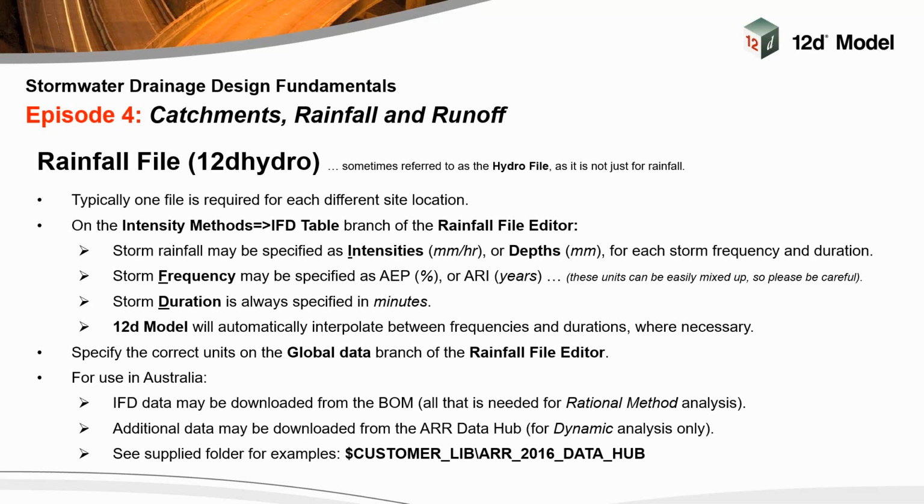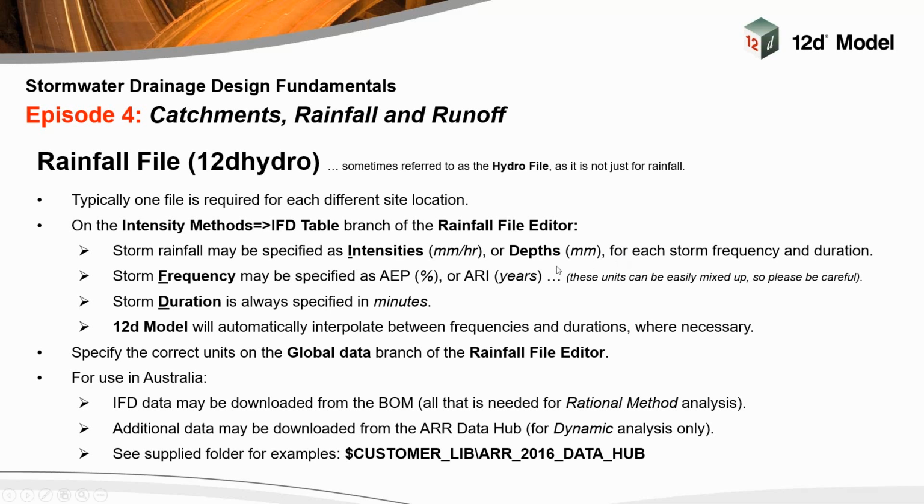Now, for the rational method, it's basically about an IFD table, which is intensity, frequency, duration. And this is the basics of the data you need to do stormwater design. So basically, in the famous rational method formula, Q equals CIA, there's an I in there for intensity. In millimeters per hour is how you need to specify it in 12D when you're using metric units.